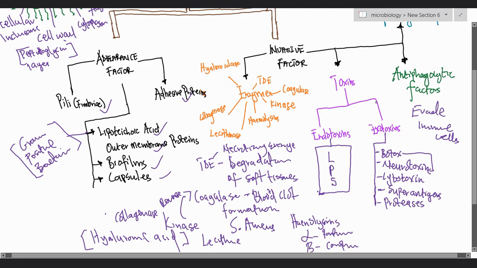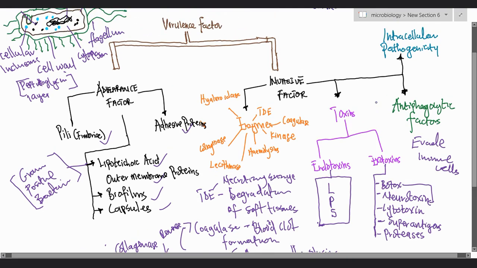Then we have the antiphagocytic factors too. As I said earlier on, these are specific factors that the bacteria use to prevent themselves from being consumed or destroyed by immune cells. So they also have a way to evade the immune cells. Then we have the intracellular pathogenicity too. After the bacteria have taken over the host, they initiate certain mechanisms that prevent the host from destroying them. So basically, this is what the bacterial virulence factor is about.